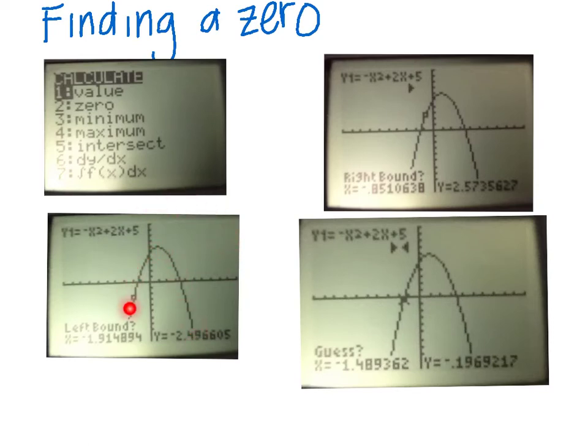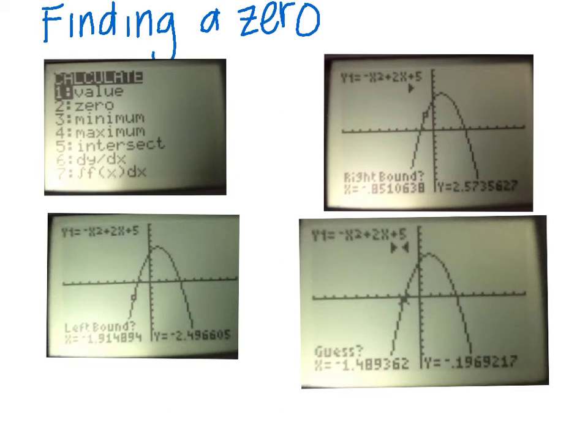And if I look at my graph, I can see that it crosses the x-axis in 2 places. So 1, 2. Both of these have an x value we are unsure of, and the y value is equal to 0. So it's going to ask me left bound. It does not matter which 0 you try and find first. We just need to pick one and find that value. So I'm going to choose to find this one first.